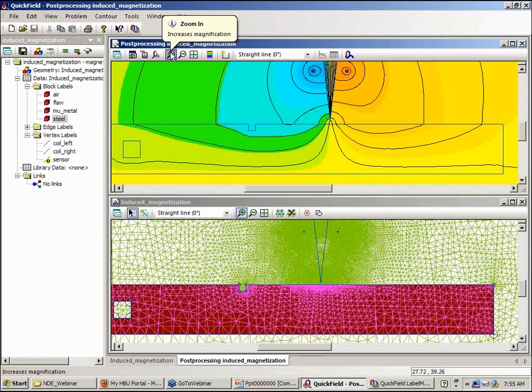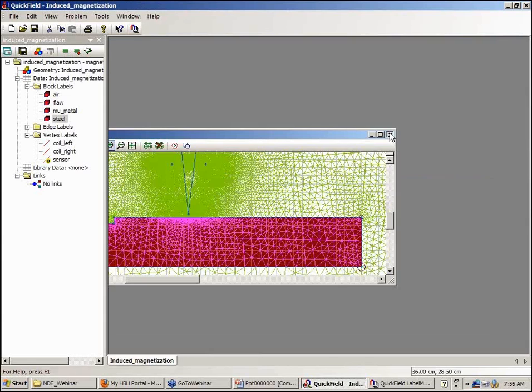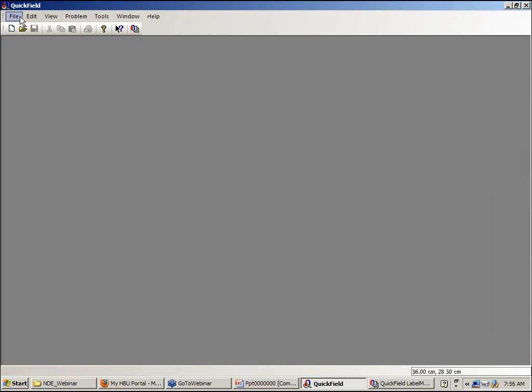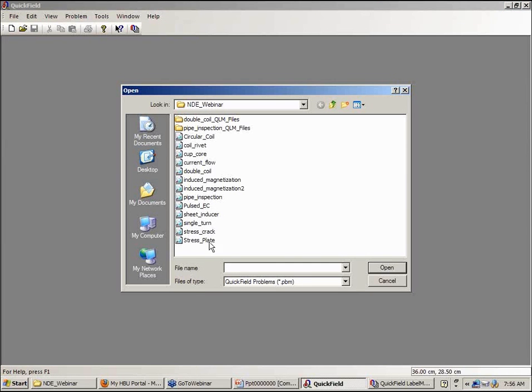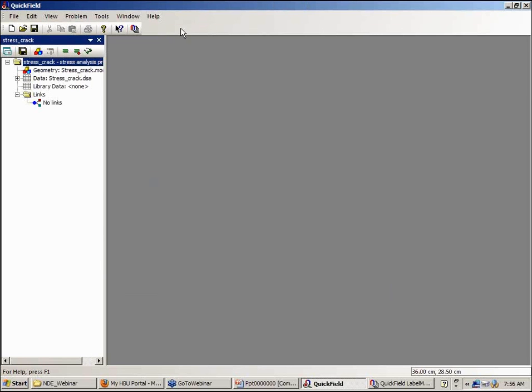Finally, I wanted to look at the stress distribution near defects in aluminum samples, both considering external loading and also thermal expansion. So this is done in the stress analysis module of QuickField. By the way, we can combine stress analysis with the various models such as magnetostatic and electrostatic modules.